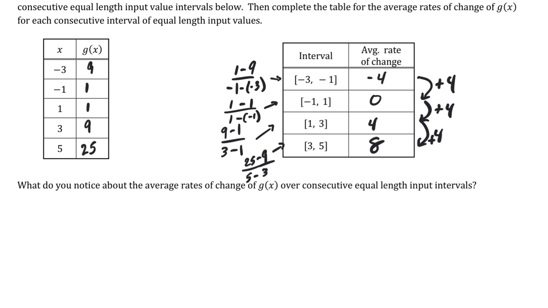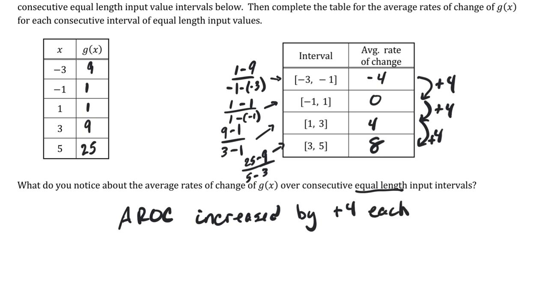What do we notice about the average rates of change over the consecutive equal length intervals? Remember, I told you that that was going to be a big thing. We notice that the average rate of change increased by +4 each time. Now we call that increasing linearly.